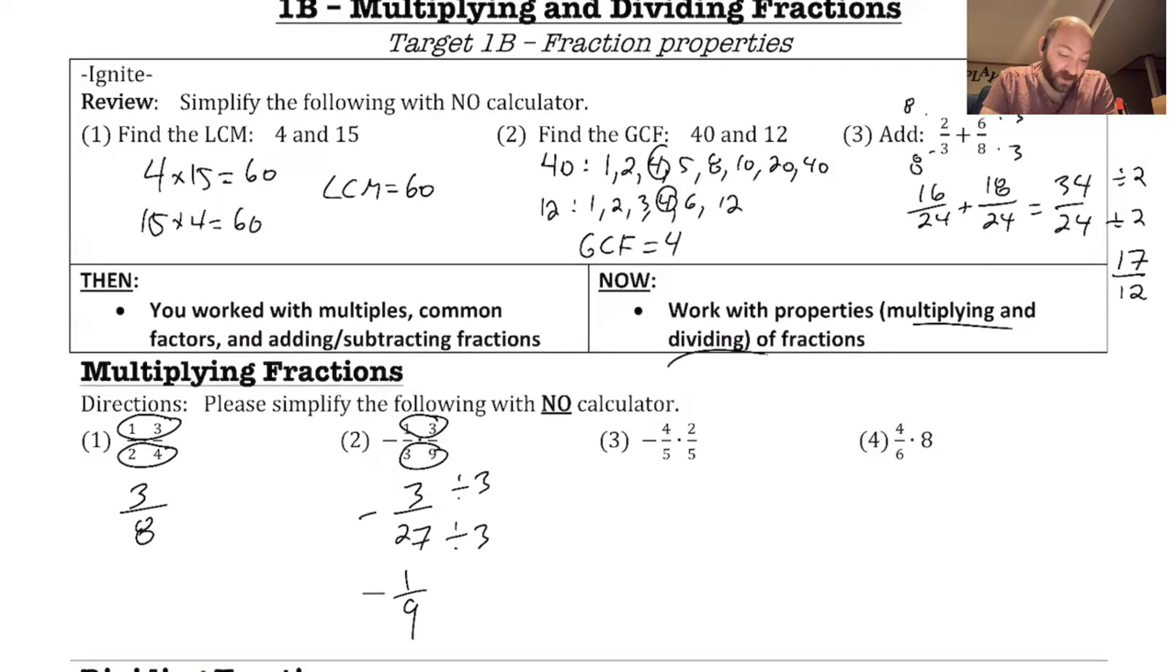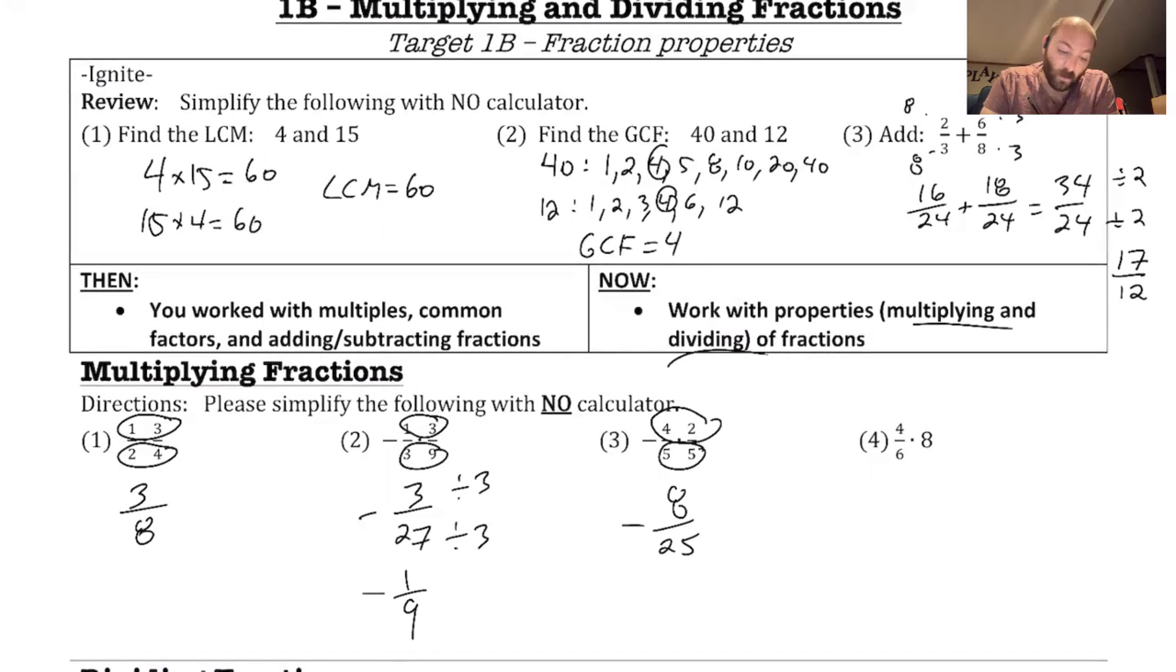There's a shortcut for that, and I don't have to multiply and then reduce our fractions. I'm going to talk about that for number 4. Let's do number 3 first. So we've got 4 times 2. That's going to give me 8. 5 times 5 is going to be 25. And then I've got a negative sign out front. So negative 8 over 25.